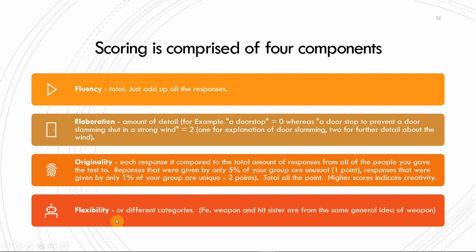So basically, look at all of your responses and see if they're related. Do you come up with ideas that are all related, or ideas from very different categories, so to speak? Creative people tend to touch on a bunch of different categories compared to one. So let's look at some examples to make sense of these four different scoring components.